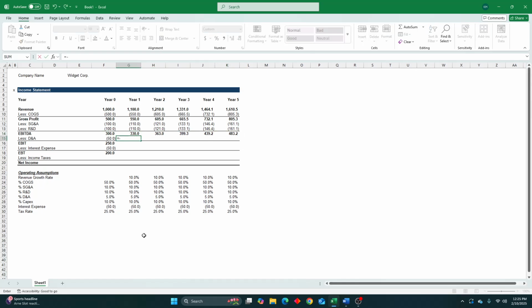For our D&A, it's going to be a percentage of our revenue. So here it'll be that 5% times our revenue. Paste that equation forward. Our EBIT is just going to be our EBITDA less our D&A, which will get us to 275 in year one, just like that.